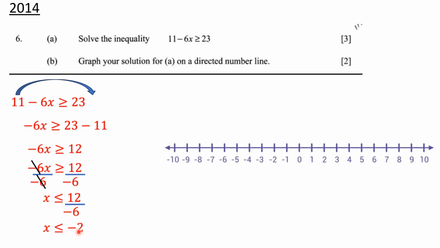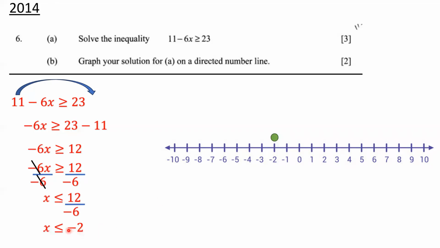Now, we're going to draw a number line. Now, x is less than or equal to -2. So that means that we are going to include -2 because we have the line underneath. So we're going to draw a circle and shade in the circle that's above -2.